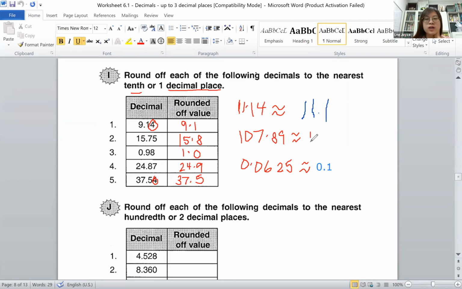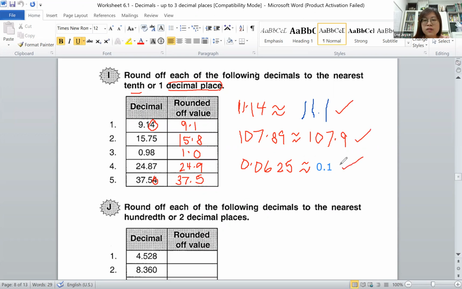Okay, very good. So it's 107.9. Now, you do not have to write 107.90 because you're supposed to show it as one decimal place. So you can only write one digit after that decimal point. Okay, very good. Everyone got the concept. So it's 11.1. This is correct. And this one is also correct, 0.1.